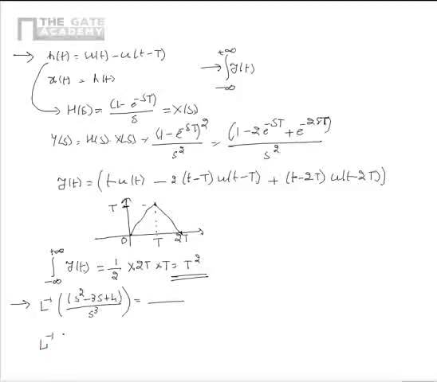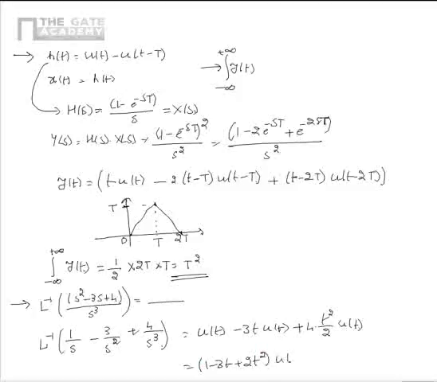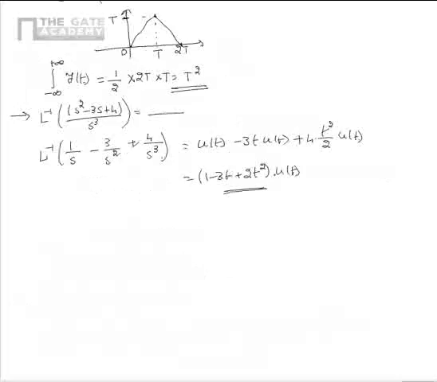We can simplify the given F(s) as the inverse Laplace transform of 1/s minus 3/s^2 plus 4/s^3, which can be written as u(t) minus 3 times the inverse Laplace transform of 1/s^2, which is 3t u(t), plus 4 times 1/s^3, which can be written as 4 times t^2/2 u(t). Finally, upon simplification, this becomes (1 minus 3t plus 2t^2) u(t). So this is the required inverse Laplace transform.